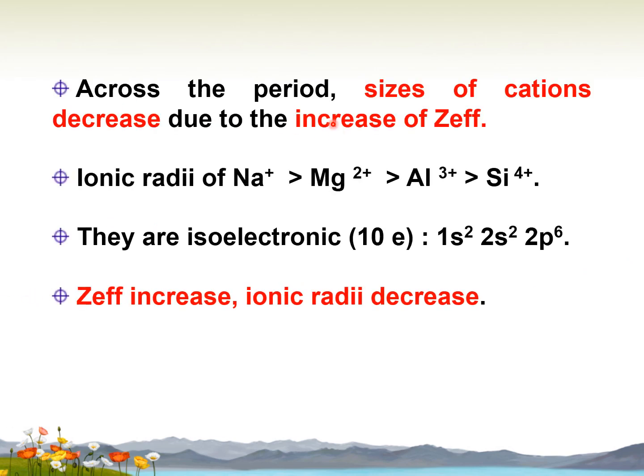Across the period, the sizes of cations decrease due to the increase of Zeff. The ionic radii of Na+ is bigger than Mg2+, which is bigger than Al3+, and bigger than Si4+. All these ions are isoelectronic, with 10 electrons, meaning 1s2, 2s2, 2p6. All of these have this electronic configuration. Thus, as Zeff increases, ionic radii decrease.